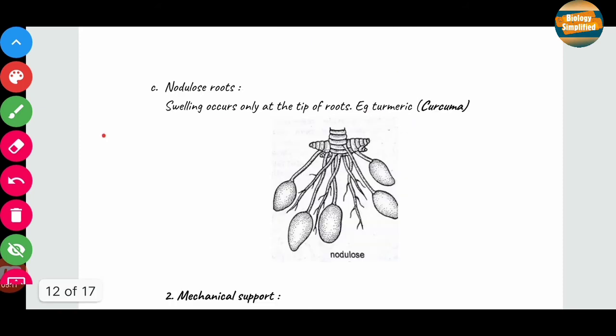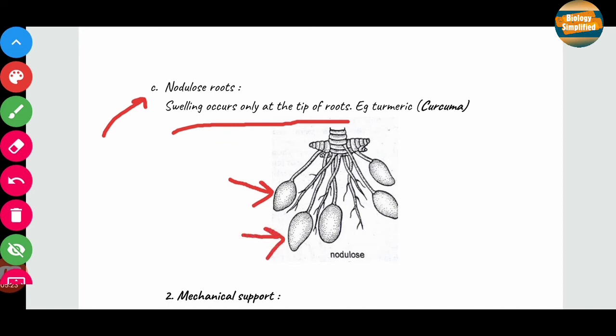Next is the nodulose root. Swelling occurs only at the tip of roots. Here you can see in this picture, there is only swelling at the tip region of the root. These kinds of roots are known as nodulose roots. Example is turmeric, Curcuma. So basically these are swollen from the tip region. These are known as nodulose roots.